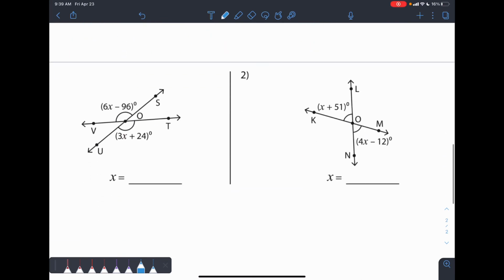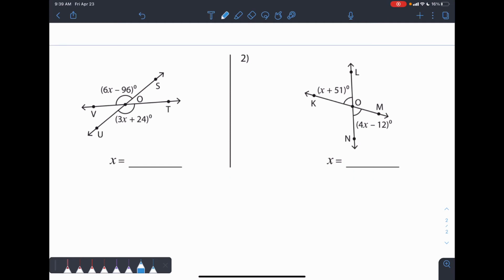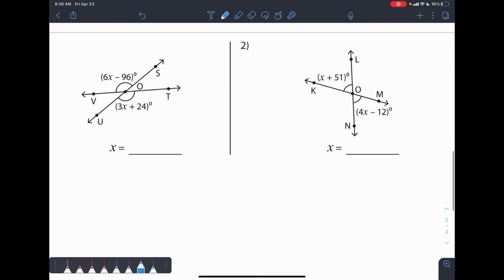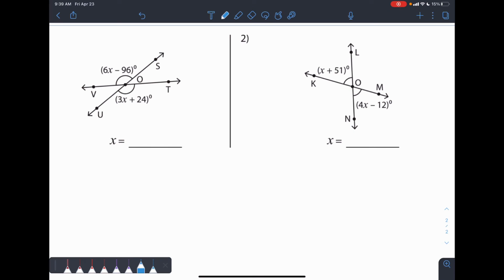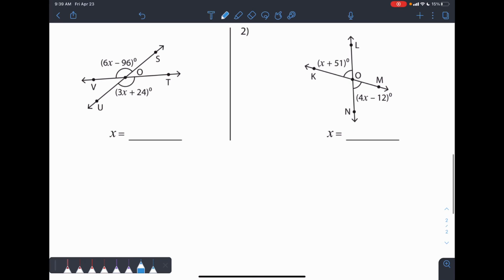All right, let's do two more examples. These are fairly more complex to look at, but they are not any different in the way we're going to solve them. We're still going to create an equation. These angles here are vertical angles. We see that they share the vertex and are made of the same two lines. So in order to solve this, rather than adding to 180 or adding to 90, these angles will be equal to each other. So we will say 6x minus 96 is equal to 3x plus 24. That's our rule with vertical angles. They're always equal in measure.